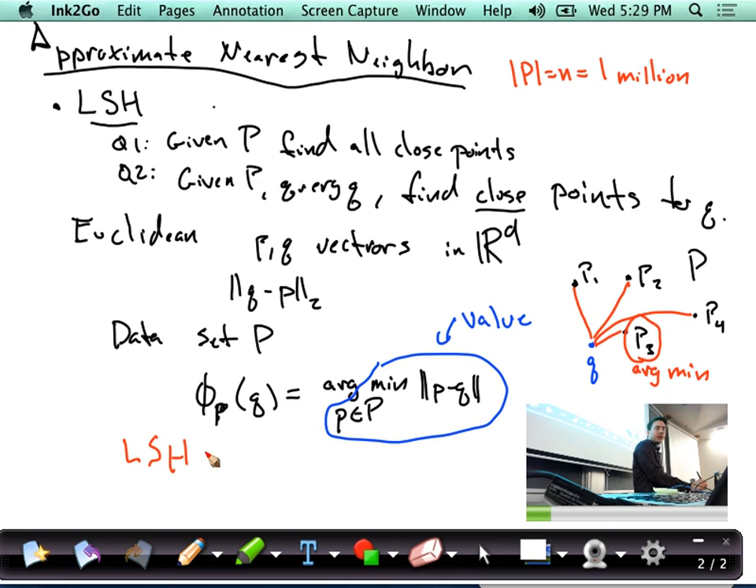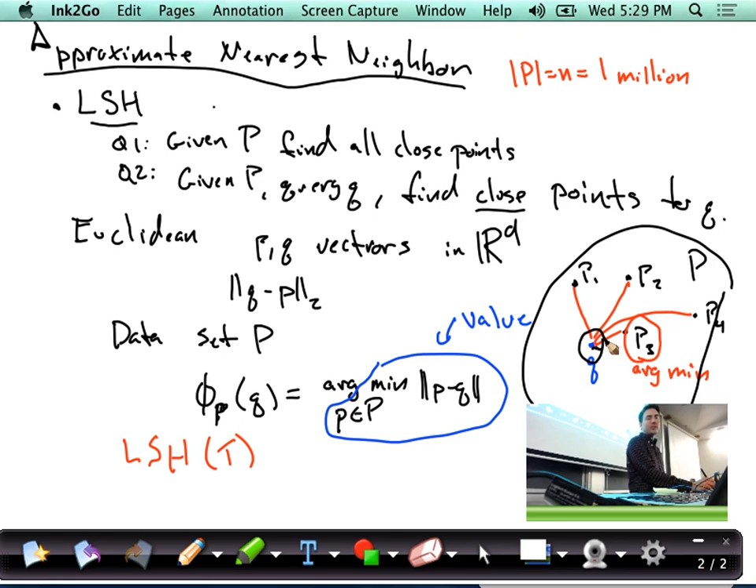LSH needs some threshold tau. So we'll build a structure with the threshold tau to do this. The problem is we may not know this distance. If we set tau to be really small, then we might not find any points. If we set this radius to be tau, we might not find any points. If we set tau to be really big, and again, that's a bad circle I've just drawn there, but pretend this is a circle, we're going to return everything. So this isn't helpful either.